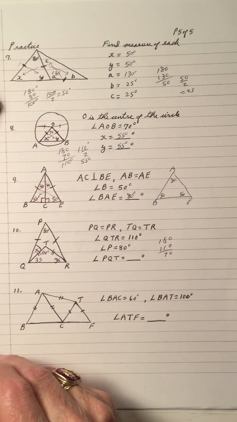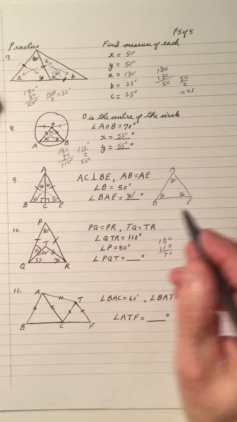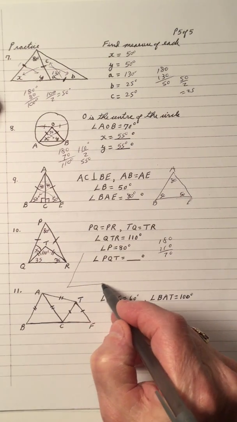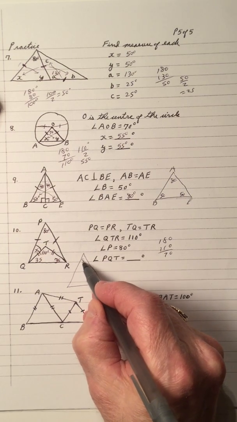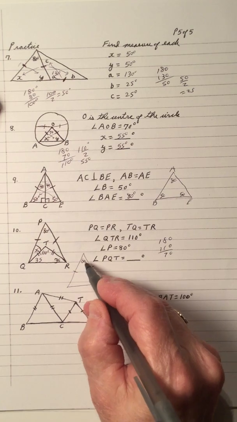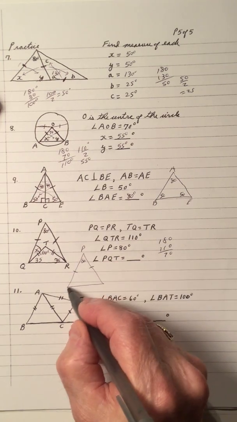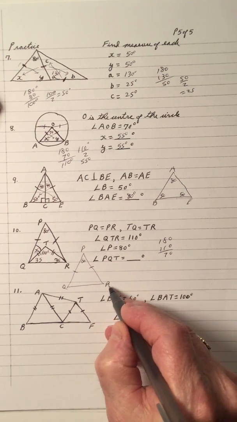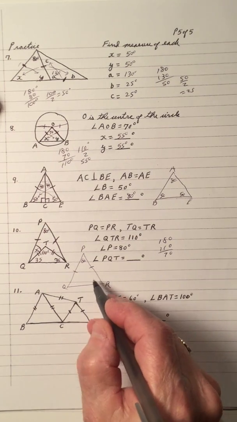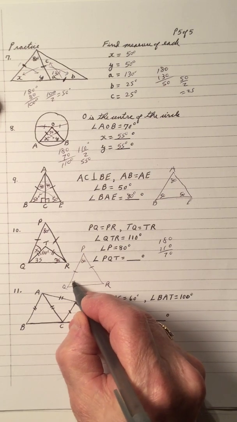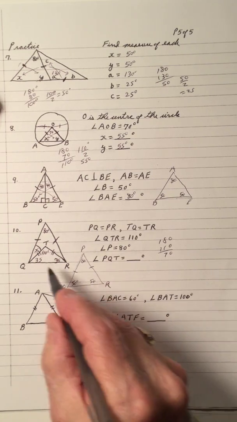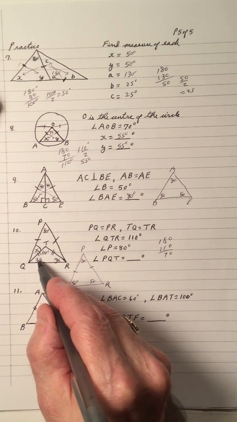Now, watch the big triangle. I've got an 80 right there. With these two sides equal, that means if that's PQR, then if that's 80, these two angles are equal, that's 100. So that's 50 and 50. So notice in the big triangle, this angle right here is 50.